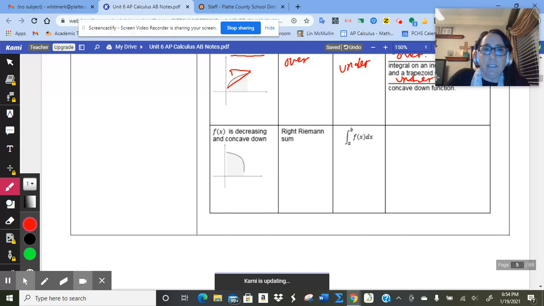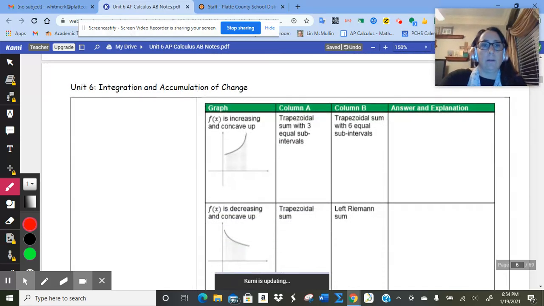So if we are decreasing and I come from the right, then I know that this is an under. And here's our beautiful other guy, the exact. So column B is greater than column A. And I'm okay if you just tell me this, like I kind of explained it here. All right, next one. Increasing, and we are concave up.